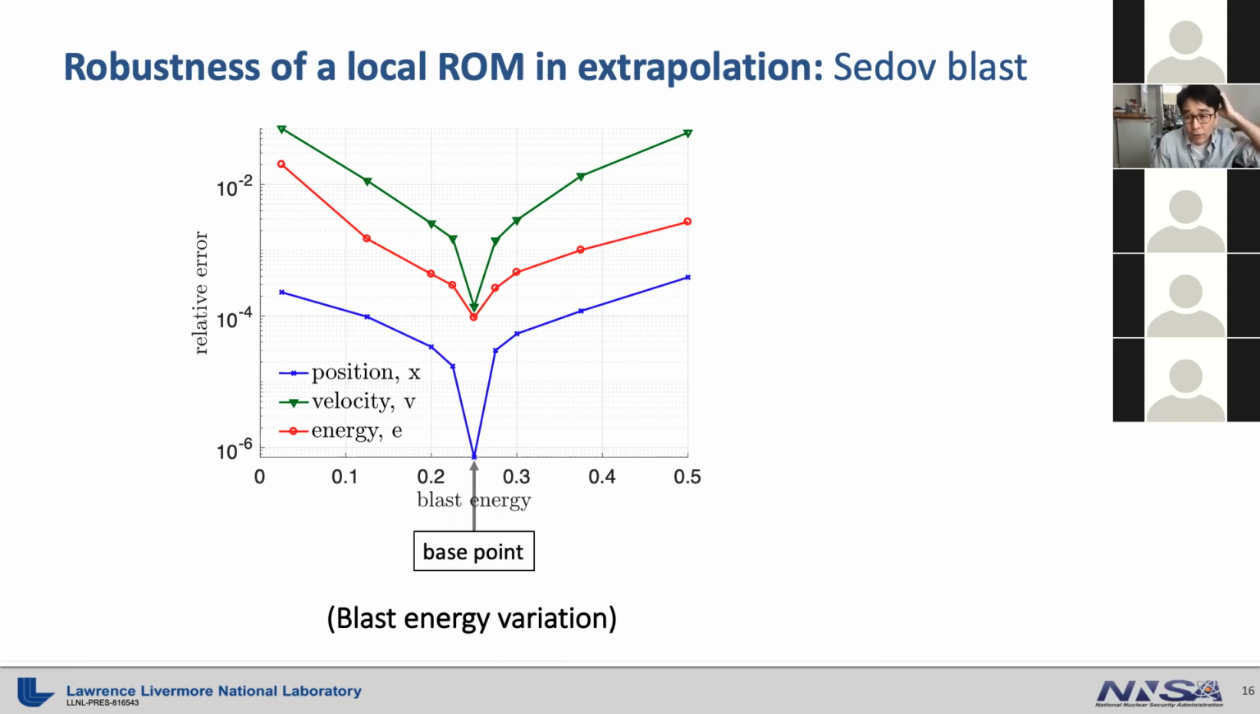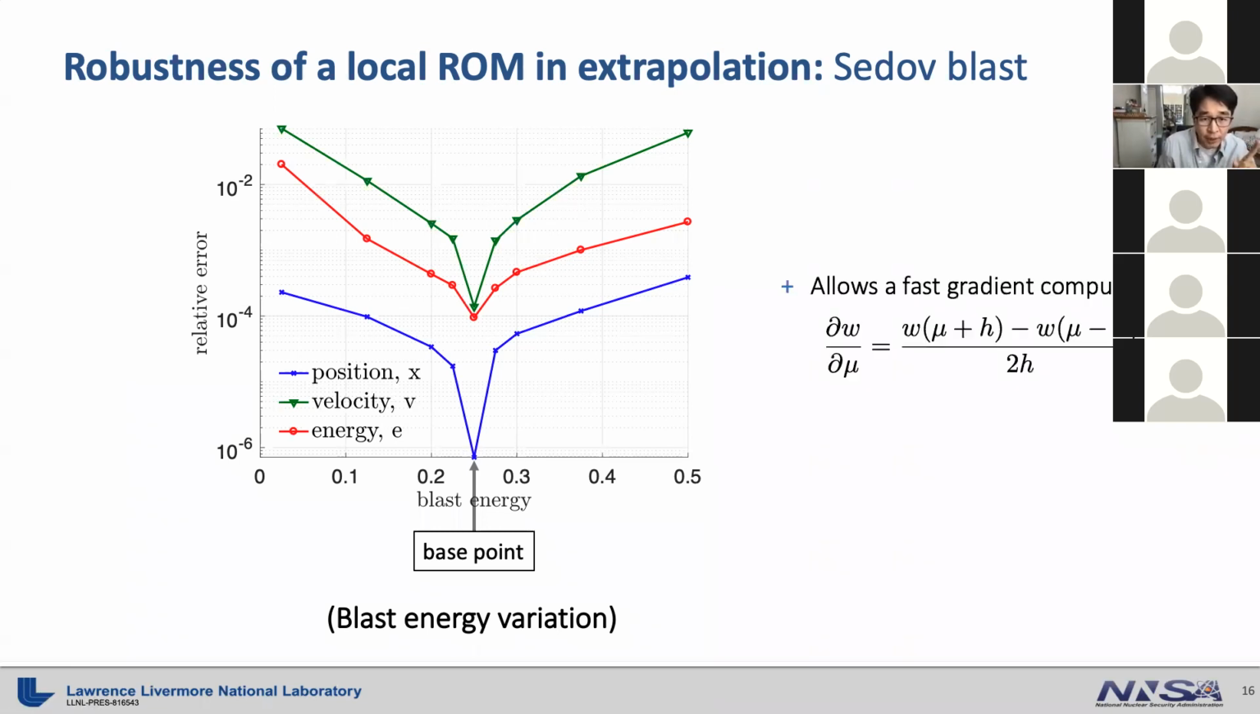For example, this graph shows the relative error of local reduced order models that are trained at the initial blast energy of 0.25, right here, this base point. As the prediction point gets away from the training points, the accuracy of these local reduced models, which I have just built, deteriorates, but not by much. We still observe that a relative error of less than 1% is maintained around the blast energy of 0.1 to 0.4. For example, this line represents the 1% error, and it meets here and there. If you go around these regions, this local reduced model, which is built at just one point, still gives you a relative error of less than 1% around that base point 0.25.